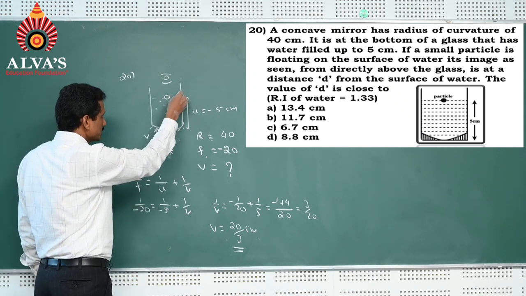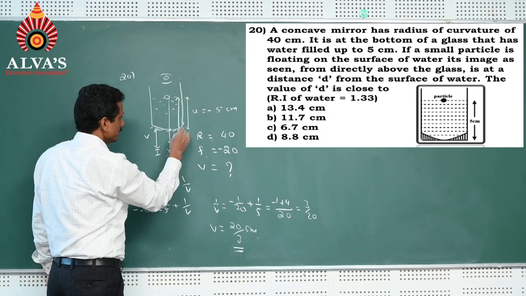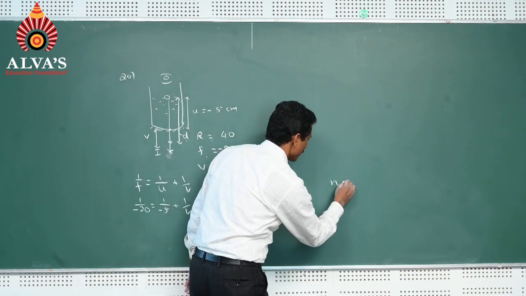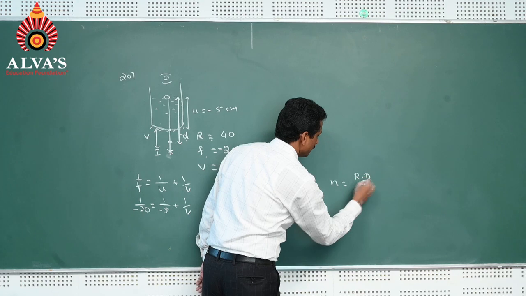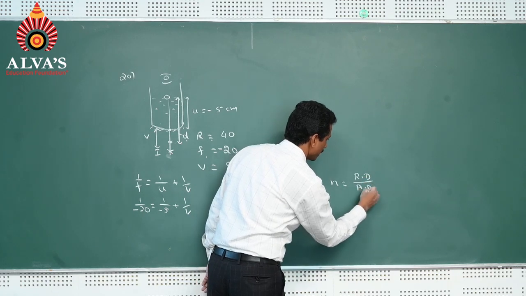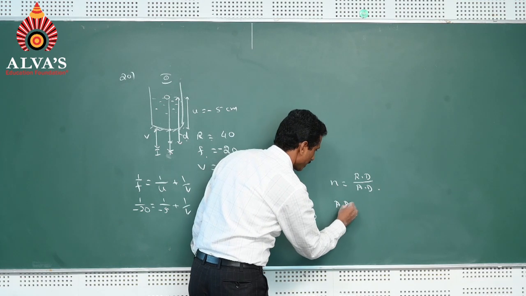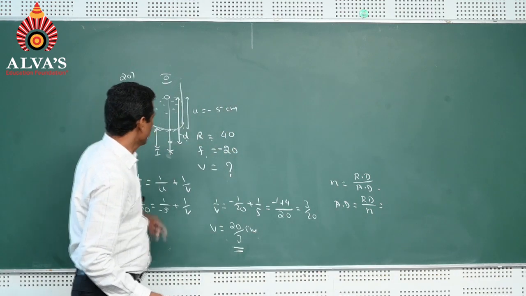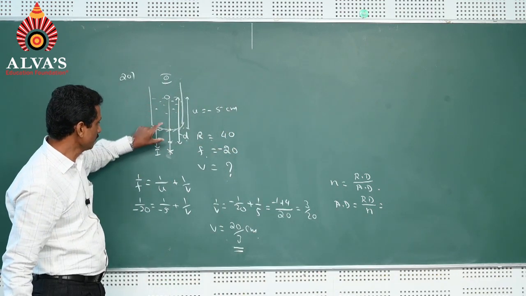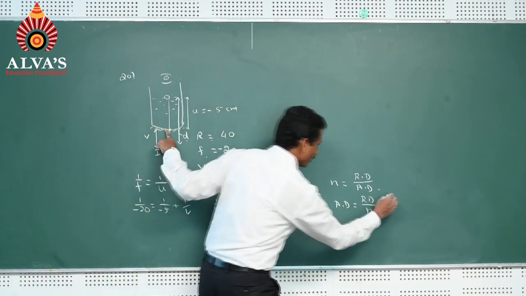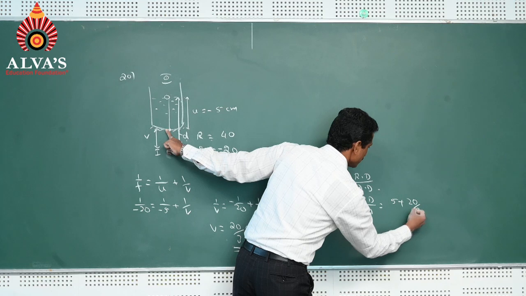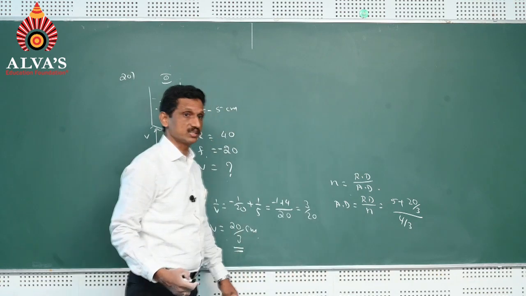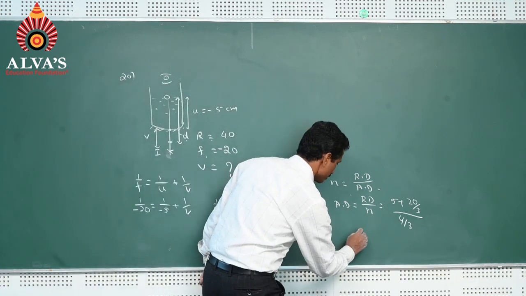Our aim is to find out this distance. This distance is given as d. That is, refractive index is equal to total real depth by total apparent depth. Our aim is to find out the apparent depth, which is equal to total real depth by refractive index. Total real depth is 5 centimeter, given. This image distance is 20 by 3. Therefore, 5 plus 20 by 3 divided by refractive index, which is 1.33, nothing but 4 by 3. For simplification, you can use it like this.